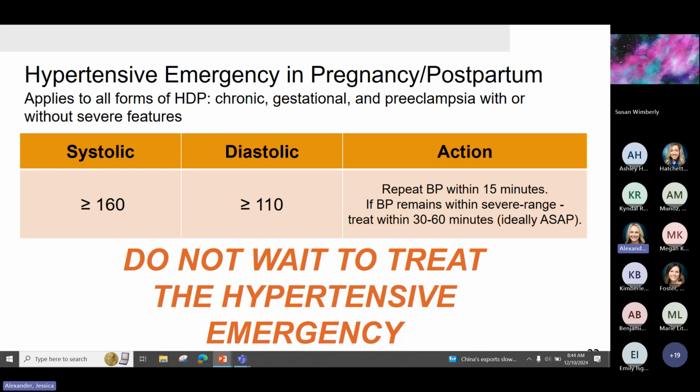Hypertensive emergency in pregnancy as well as postpartum. This applies to all hypertensive disorders of pregnancy: chronic, gestational, preeclampsia, with or without severe features. Blood pressures greater than 160 systolic or 110 diastolic, repeat in 15 minutes. If blood pressure remains in the severe range, then obviously proceed with treatment of hypertensive emergency.